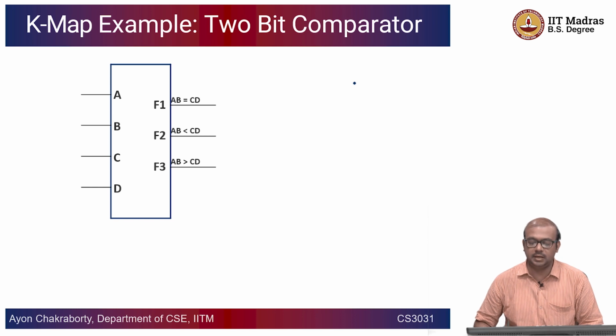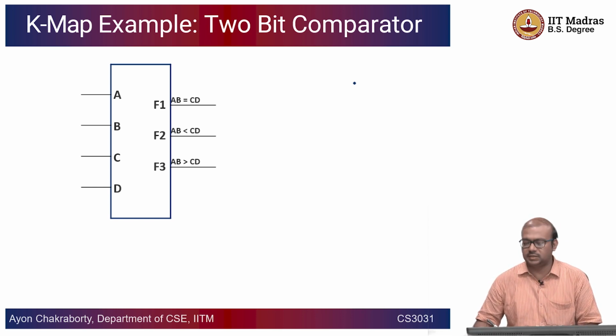If AB is less than CD, we are going to trigger F2. Okay. And then the third case, which is the remaining case, is AB is greater than CD. So in that case we are going to trigger F3. So note that one of the outputs is going to be true. If F1 is true, F2 and F3 have to be false, and likewise for all the different outputs.